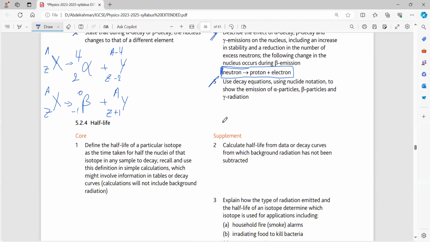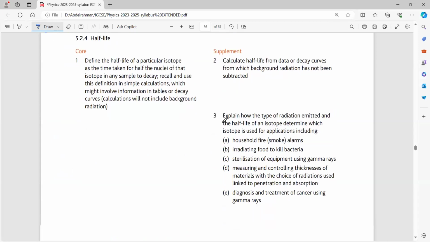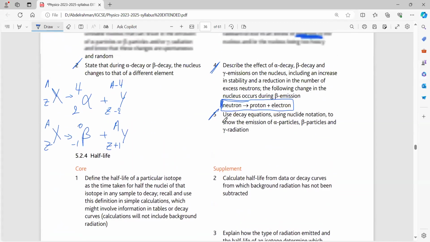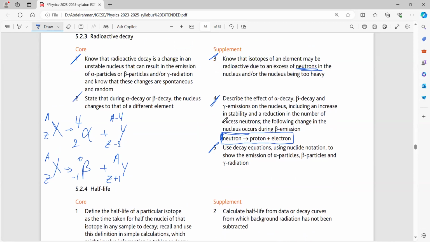Half-life. I have a question. When it says, wait, can you scroll up 1 second? Like in this part, the changes in the nucleus. What do I say for gamma? Gamma doesn't change the nucleus, so it won't ask what's the change in the nucleus.